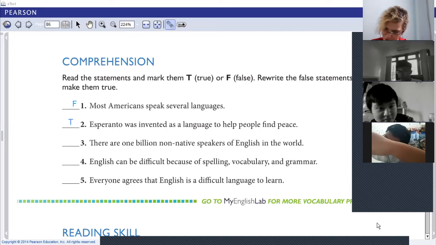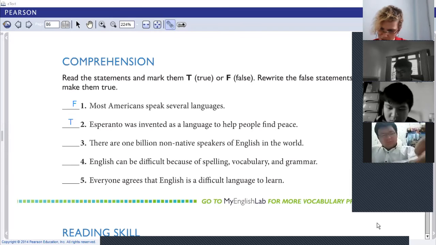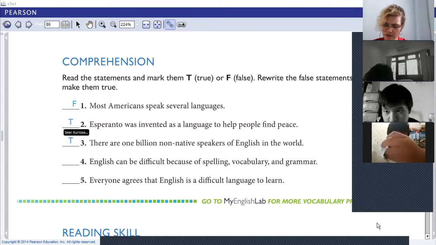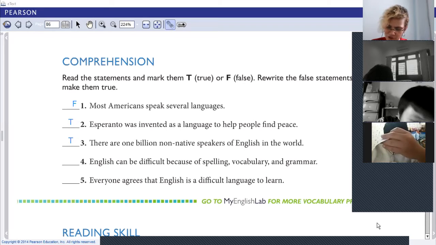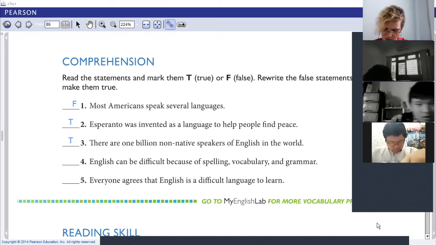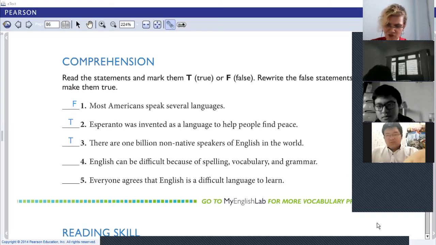Okay, before I continue, let me refer to number 2 again. So Esperanto is true, right? If you go to the 3rd paragraph, you see "Using English as a global language makes sense to me. It's convenient for us to have a common language. They tried Esperanto, but it didn't spread like English. Language can be created or forced." So they tried to use Esperanto. It was invented as a language to help people find peace. That's true, because it was supposed to be easy, so everybody speaks the same language and nobody has the strain. So that evidence is in paragraph 3. Now, there are 1 billion non-native speakers.